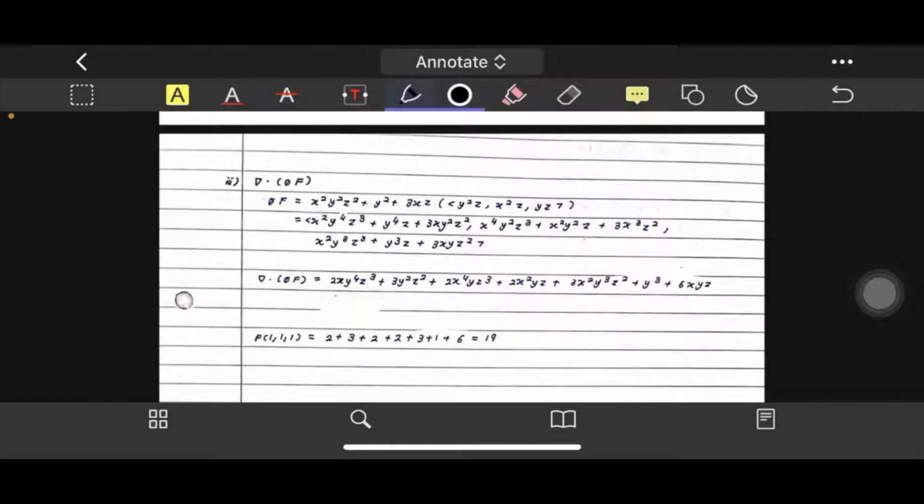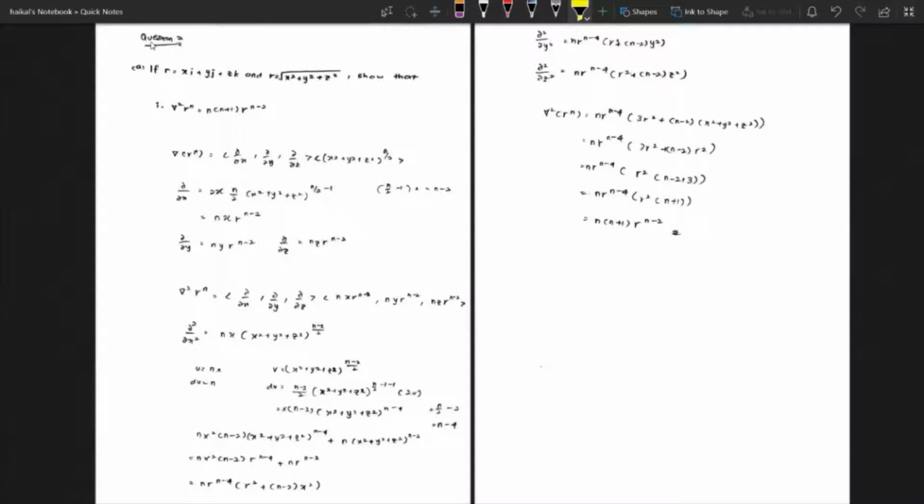Alright, for number 3, the question asks us to find the grad dot phi multiplied with F. So we need to multiply the scalar and vector first, and then we need to multiply one by one. So this is the answer, and then we need to find the grad of this. So we get this, and then we substitute (1,1,1), and then we get the answer is 19. Okay, we go through to question 2a.